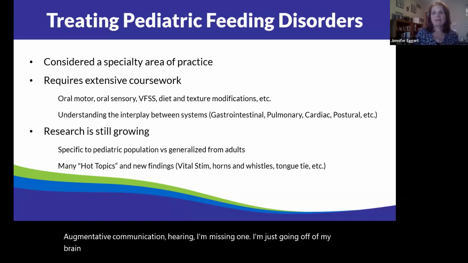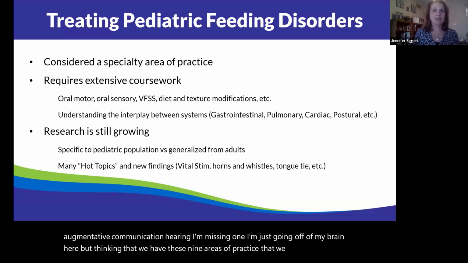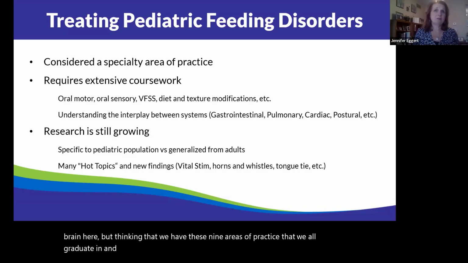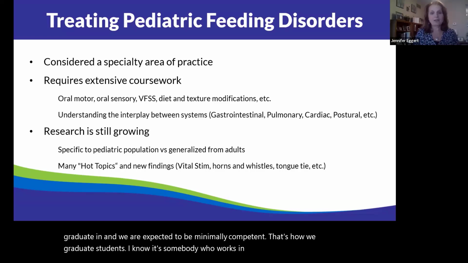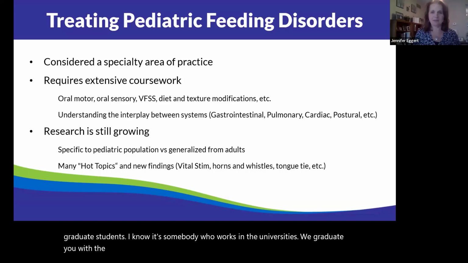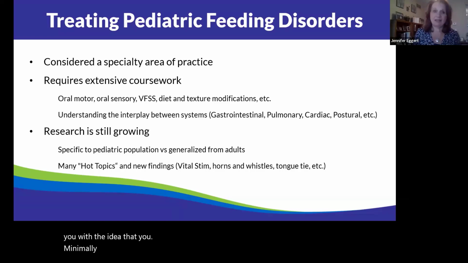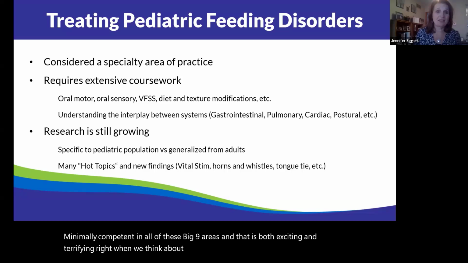I'm missing one. I'm just going off of my brain here. But thinking that we have these nine areas of practice that we all graduate in, and we are expected to be minimally competent. That's how we graduate students. I know, as somebody who works in the universities, we graduate you with the idea that you are minimally competent in all of these big nine areas. And that is both exciting and terrifying, right? When we think about all the specialty areas that there are.